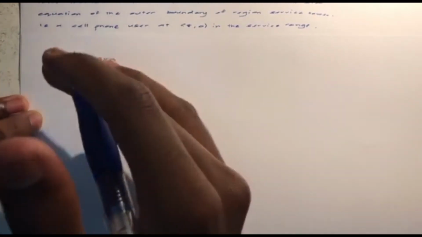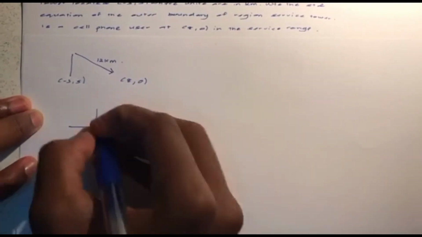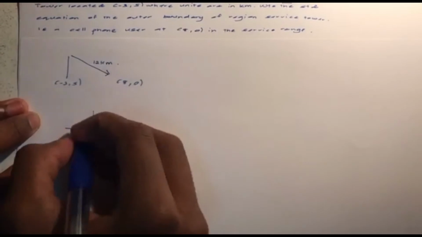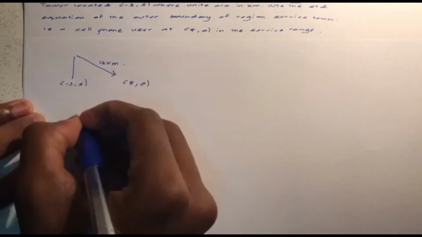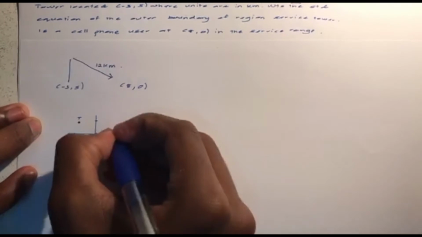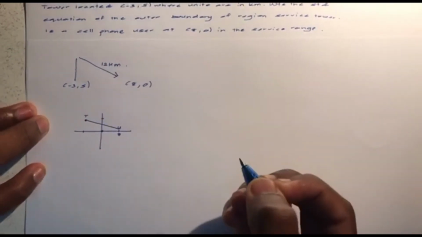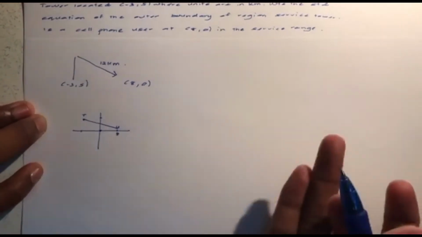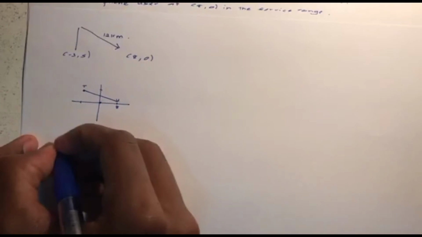To do this, first we have a rough sketch of a plane. This is the origin. We plot (3, 5) right here, so here's the tower, and they're asking about (8, 0). (8, 0) is lying on the x-axis, so 8 is here. This is the user. So they're asking from here to here, is it 12 kilometers, or 12 units in plain language? To find out, we can use the distance formula.